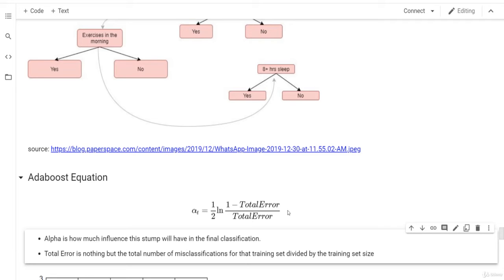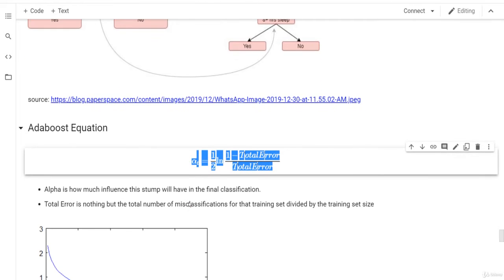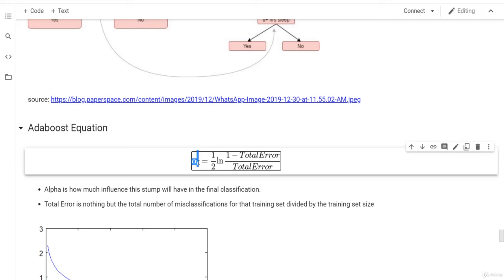We don't really need to know the details of how we got this equation, right? We don't really want to know the derivation for this equation, okay? But what we do need to know is what this equation actually means, the intuition behind this equation. So alpha is basically how much influence this decision stump will have in the final classification. So this is basically the weight of each decision stump, right? So t corresponds to the current decision stump, okay?